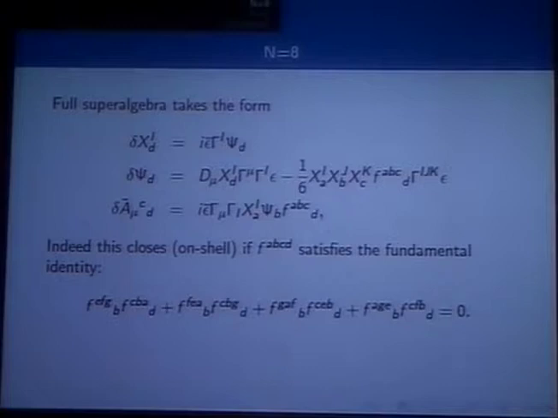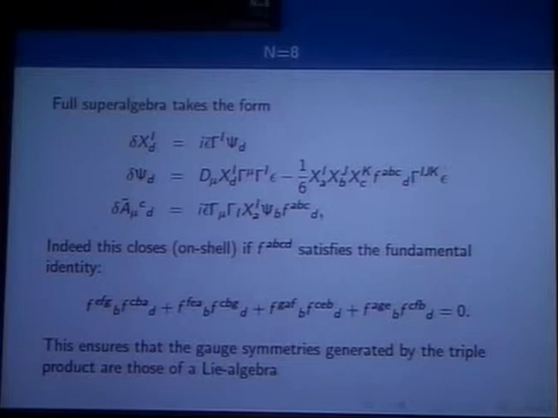Now, the full supersymmetry algebra takes this form. And again, with the exception of that minus 1/6, which you find out in hindsight, there's not much choice here. I've already justified the first two lines. And the third line, well, there really isn't much else you could put. And the magic is, of course, that this works. This closes on shell, provided these f's satisfy this identity, which is a generalization of the Jacobi identity, if you like. And what the identity does is it ensures that these gauge symmetries we've discussed are actually the gauge symmetries of a Lie algebra. So in other words, you take the commutator, you get back a gauge transformation.